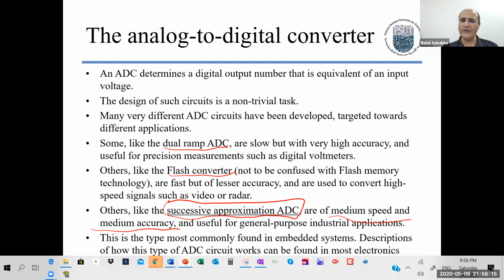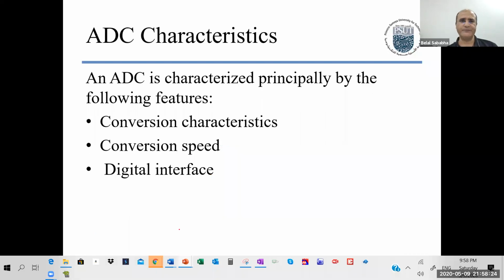This is the most common A to D, analog to digital converter. This is all you need to know at this point. Okay, ADCs. When I say I have an ADC, you have an ADC. Is mine better than yours or what?